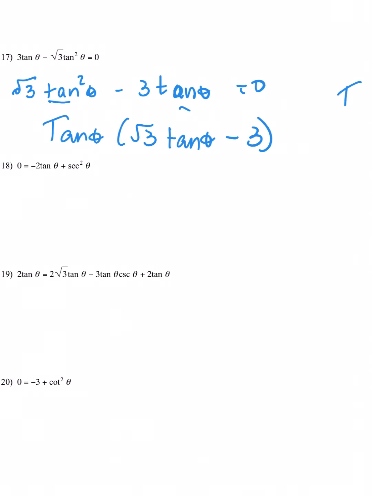So here we have tan of theta equals 0, or tan of theta equals 3 over root 3, which when I multiply by root 3 over root 3, I get 3 root 3 over 3, which is root 3. So the guys that have the tan of 0 are 180. Let me change the color so you can see it here. 180 and 0, and the guys that have the tan of root 3 are 60 and 240.